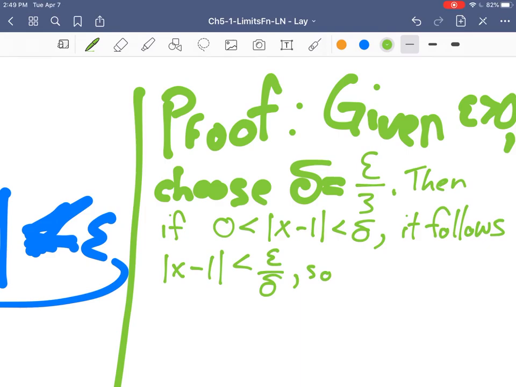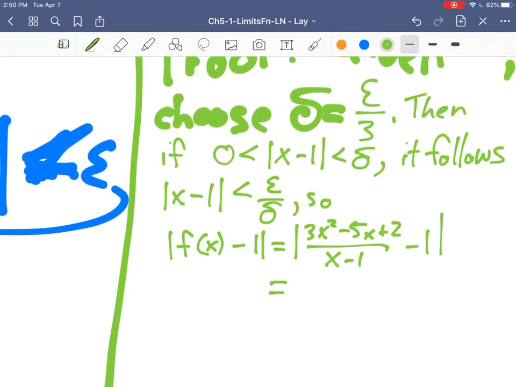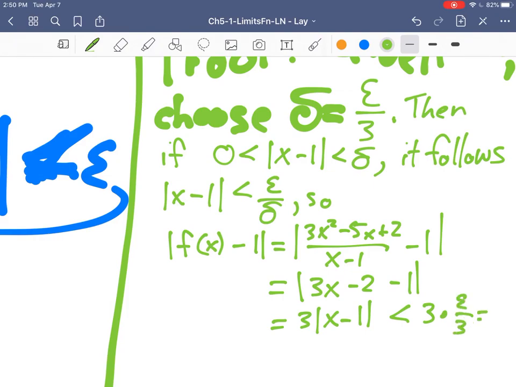And so when we look at the absolute value of f of x minus 1, that is equal to the absolute value of 3x squared minus 5x plus 2 over x minus 1 minus 1, which is equal to the absolute value of 3x minus 2 minus 1, which is 3 times the absolute value of x minus 1. But we know the absolute value of x minus 1 is less than epsilon over 3, so this is less than 3 times epsilon over 3. So this has to be less than epsilon. And we have proven it. We are done with that proof.